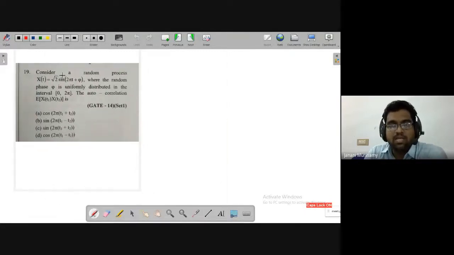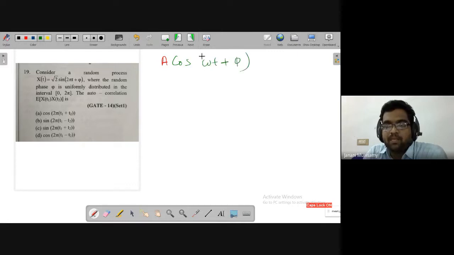Next, consider a random process where the amplitude is √2 sin(2πt + φ), where φ is uniformly distributed between 0 to 2π. Then what is the autocorrelation function? Already I have given you the standard formula. Whenever you have a cos(ωt + φ), then what is the autocorrelation function for this ACF?